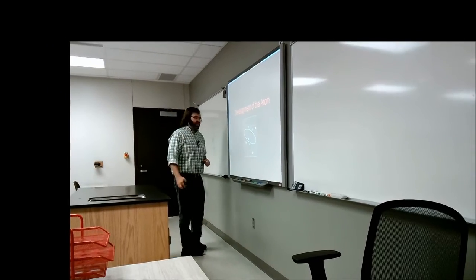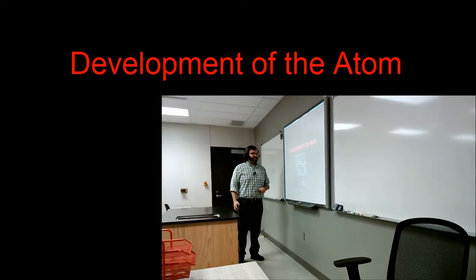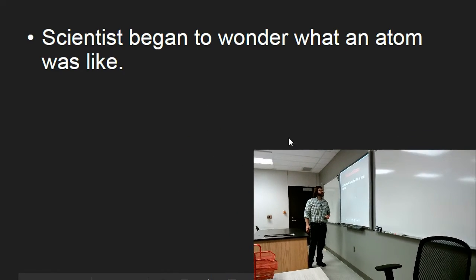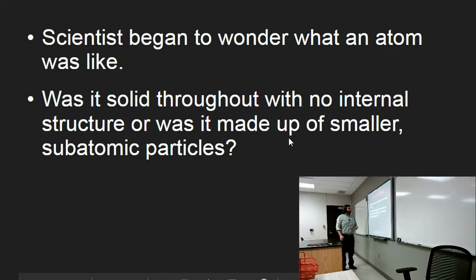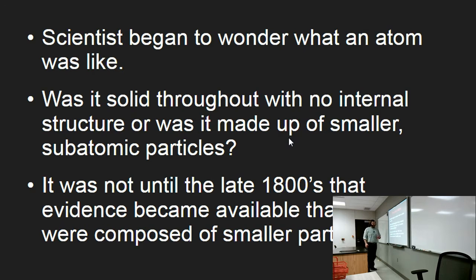After John Dalton proposed his first atomic theory, a lot of scientists began to wonder what atoms were like. What was the structure? Was an atom just a solid sphere with no internal structure, just a big solid ball, or was it made up of smaller little things that were maybe moving around on the inside? What was it like? This actually didn't happen right away. It took about 100 years for scientists to start developing and trying to understand what these smaller particles were.